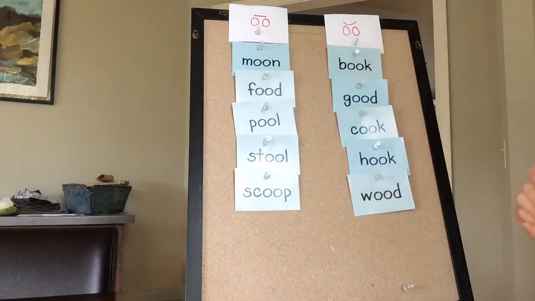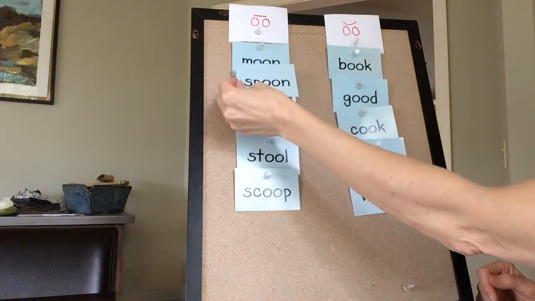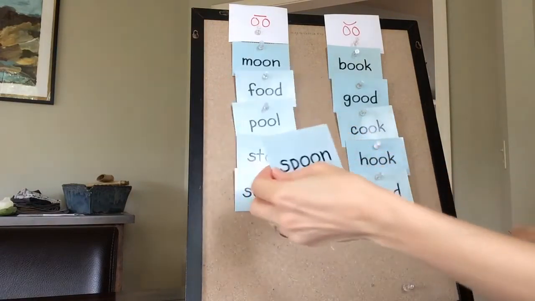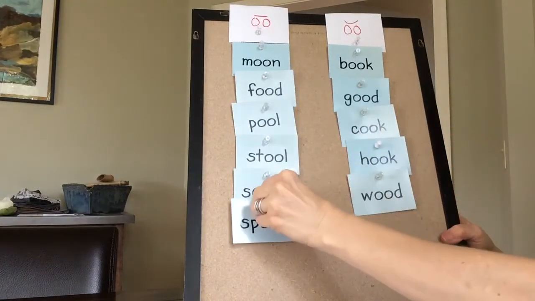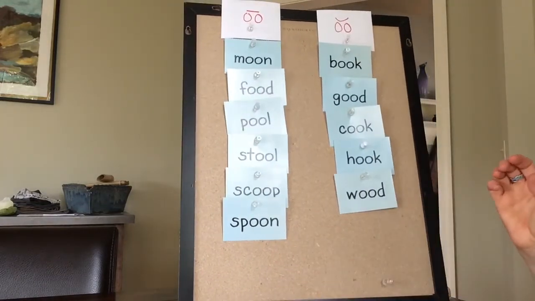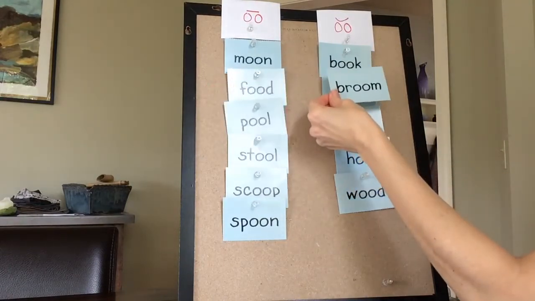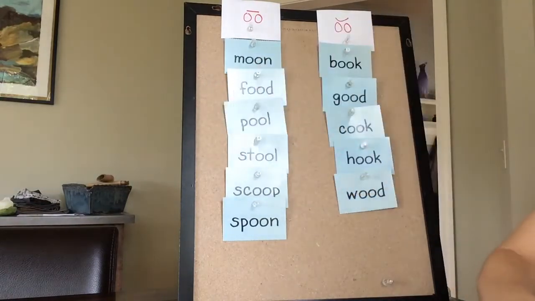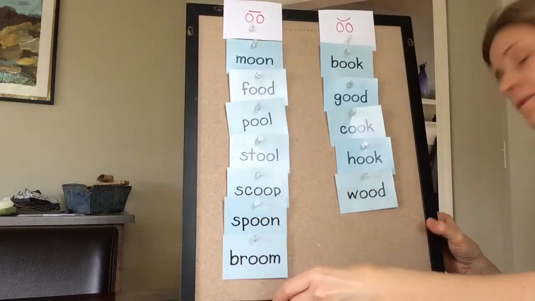Let's see here. How about spoon? Oh, that's definitely like moon, isn't it? Because it even ends in an N, so it rhymes with moon. So that one's sort of straightforward. Some of them are definitely more straightforward than others. Sorry, let's put that up there a little bit. Okay, how about broom? Moon or book? Yeah, I agree. Moon. You guys are getting good at this, I can tell.